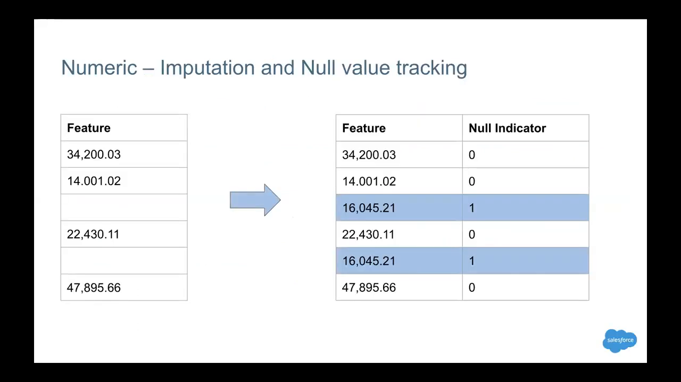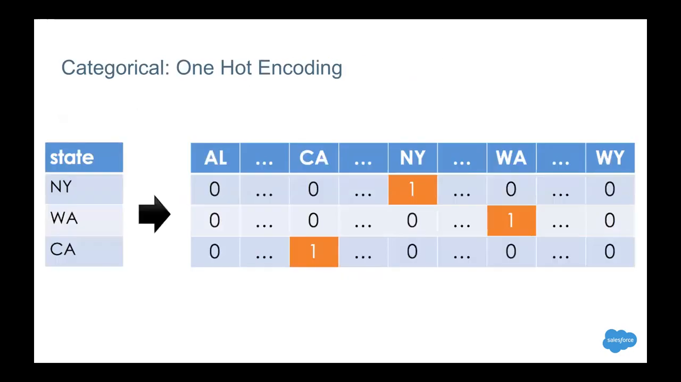So here are just some examples of what we do for numeric. For example, for numeric, we do automated imputation and null value tracking. So when the values are missing, we would impute based on the mean value of that column. But we also add a null indicator. For categorical features, for example, we currently do one hot encoding, in which we encode categoricals into the max number of categories domain based on the data set.